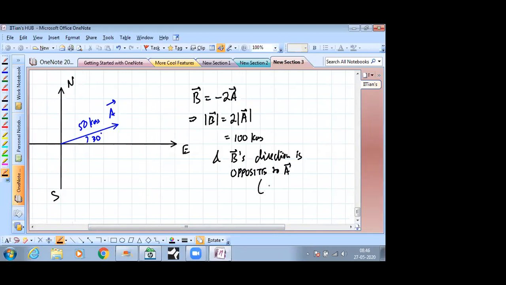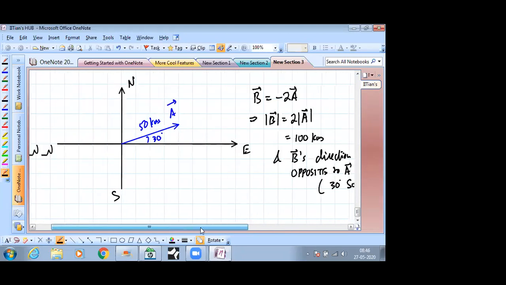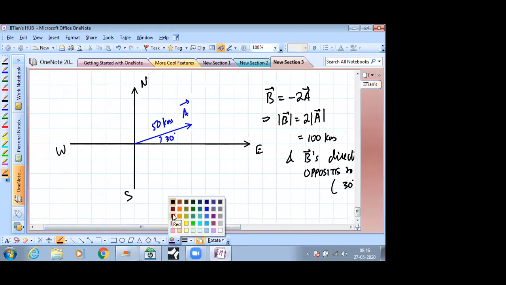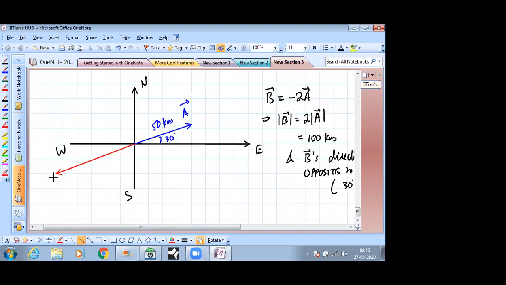So it will be like this, 30 degrees south of west. That's over here. Because of the diagram, you can see we'll have to draw vector B like this now, just roughly double the length. It has a magnitude of 100 kilometers, but exactly opposite to this, which means this angle will be 30 degrees. So that's how it's ending up like this.